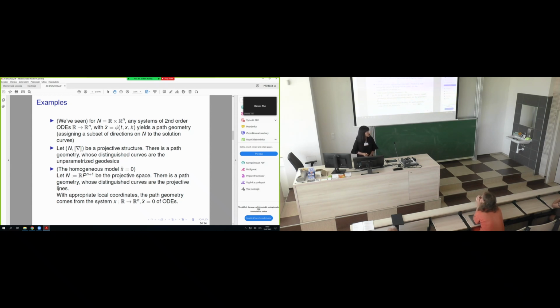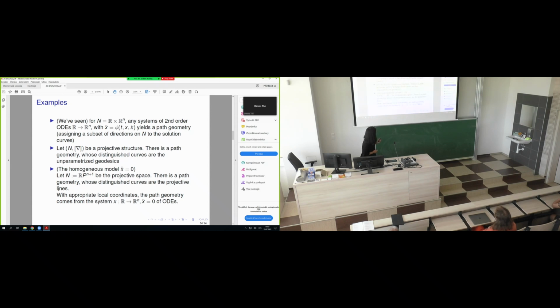consider the path geometry on the space of n+1 dimensional projective space with the assigned curves being the projective lines. Since the projective lines in the usual coordinates are the affine lines, they are solutions to the second-order ODE of being zero everywhere, however you split your N locally. It's the path geometry of the equivalence class of the second-order ODE x double dot equals 0.